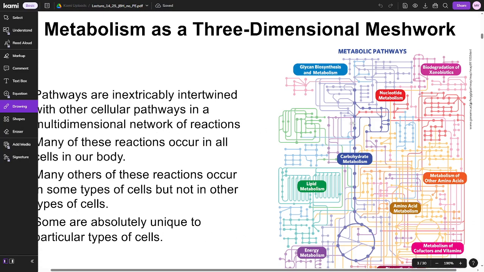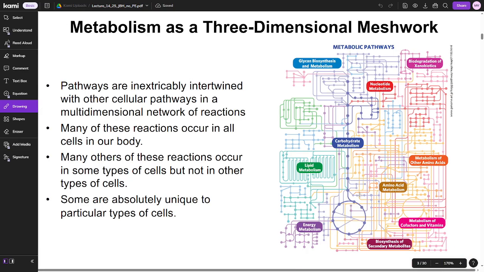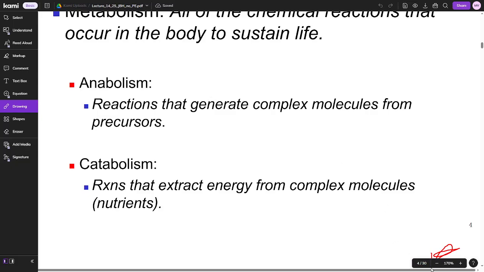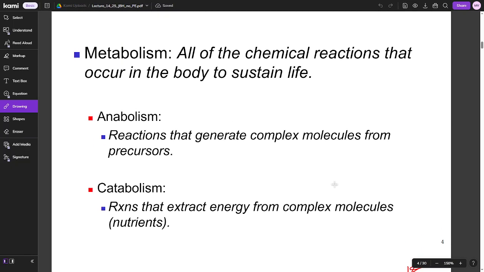So, the first slide I want to take a look at is just a nice way of showing that it's very complicated. Nothing really that important to it. It's just know that they're all very interconnected. These are some definitions you should know, just generally speaking. So anabolism is generation of molecules, and catabolism is breakdown of molecules.